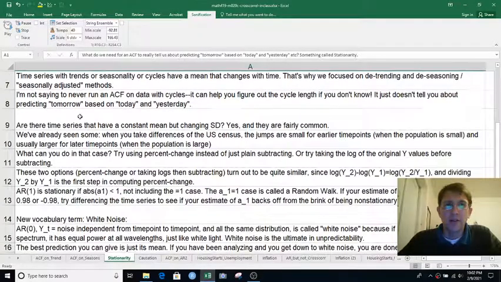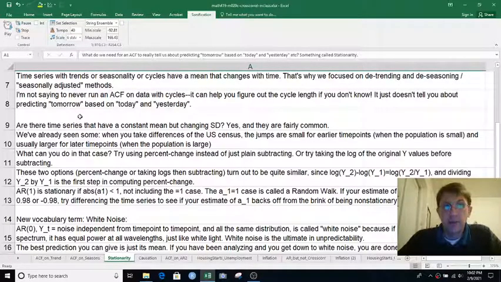Now, are there time series that have a constant mean but changing standard deviation? Yes, and they're fairly common. We've already seen some. When you take differences of the US Census, the jumps are small for earlier time points when the population is small, and usually larger for later time points when the population is large.